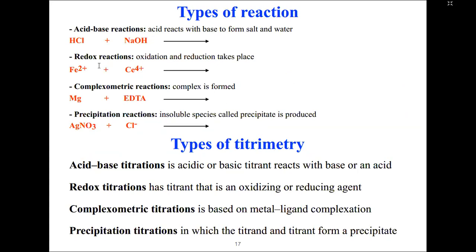We already discussed redox titration. On complexometric titration, we can look at the definition. This titration is based on metal ligand complexation, so it basically forms a complex between a metal and a ligand. Like in this example, Mg is the metal and EDTA is the ligand, and you are forming this metal ligand complex. And the precipitation titration is one in which the titrant and analyte form a precipitate. In this example, you are reacting AgNO3 with Cl- to produce AgCl precipitate.